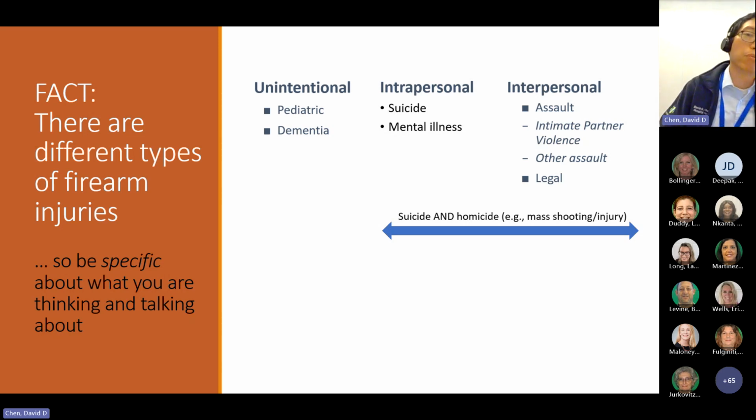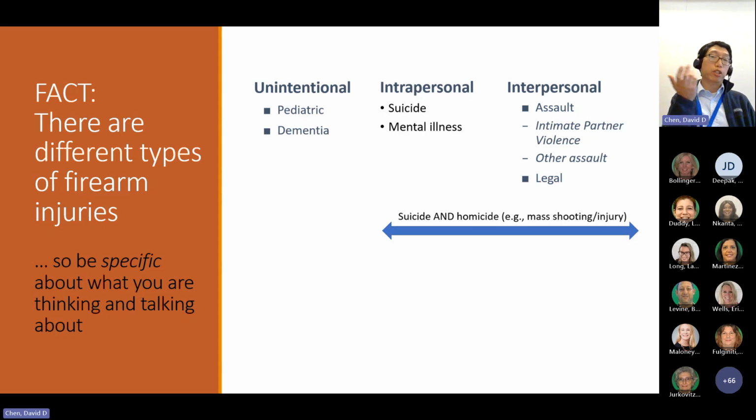So for example, we can break this down into three categories: unintentional, intrapersonal, and interpersonal. Right? So when we think about unintentional, we can think about, say, the toddler that fishes a gun out of the mom's purse, or someone who is elderly that has guns in the home but has progressive dementia and then has essentially access to that without otherwise intending to. So essentially unsafe storage here.